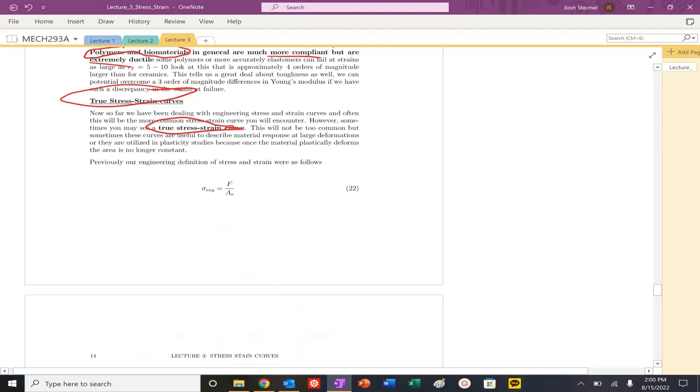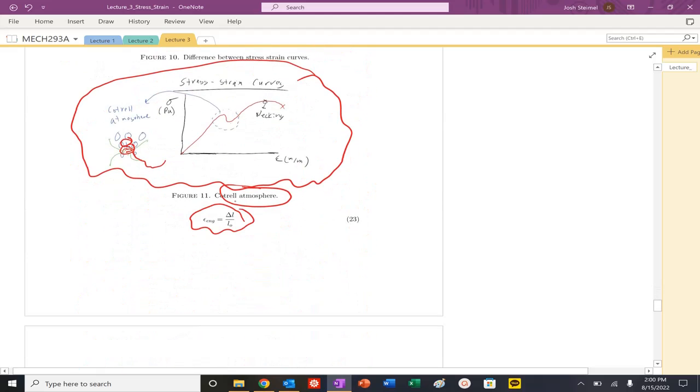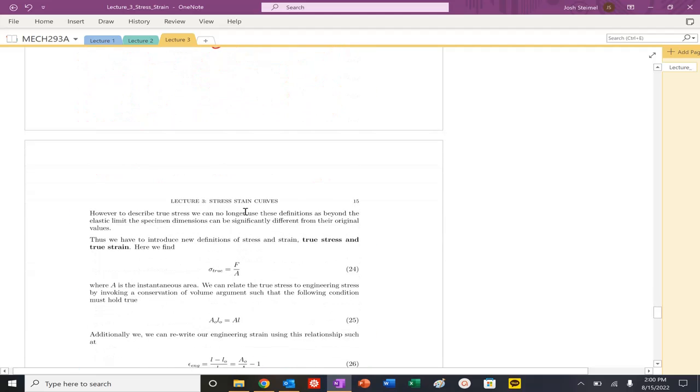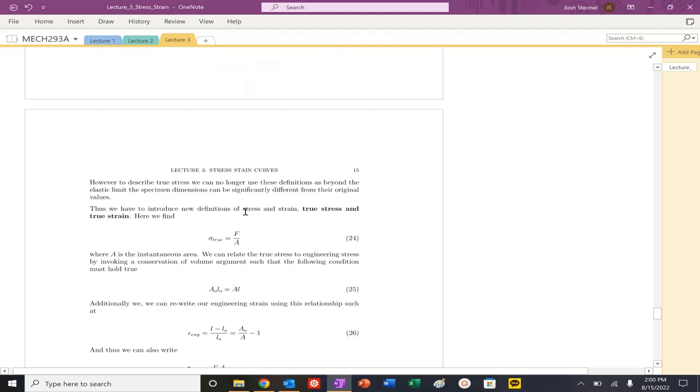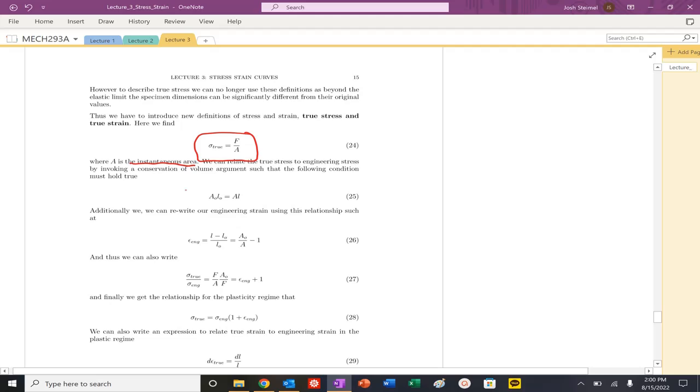They're not too common. Most of the time, we're going to be looking at engineering stress strain curves, but occasionally, especially with polymeric materials, true stress strain curves may be of interest. Our definition of engineering stress was force over your original cross-sectional area, and engineering strain is the change in length over your original length. But if you're trying to describe true stress, you need to look at the force over the instantaneous area. Difficult to calculate.